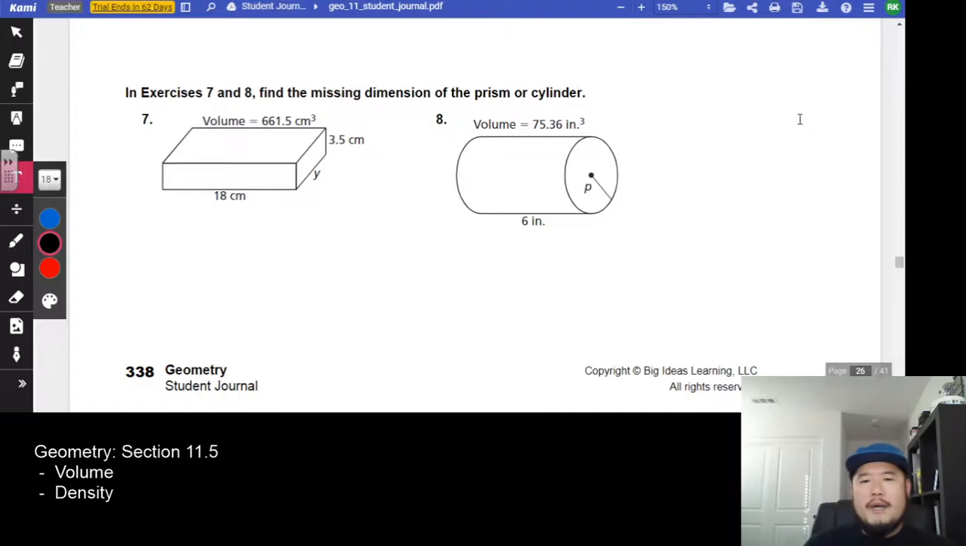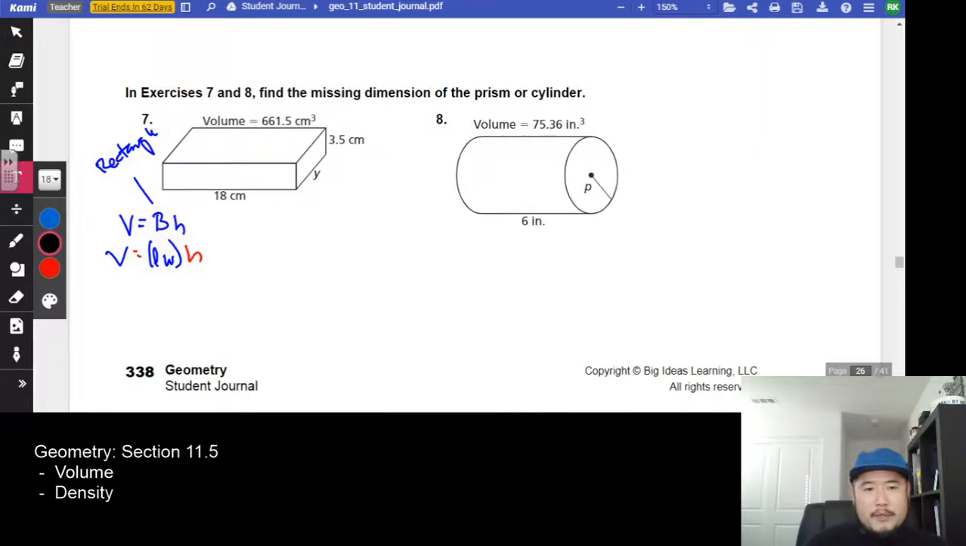It says find the missing dimension of the prism or cylinder. Right here, number 7, we have ourselves a prism. This right here, I would say, has what type of base? Whether it's the top, bottom, or even the front and back, all of the bases happen to be a rectangle. So volume is equal to big base times height. We have the base right here as a rectangle. So area of a rectangle is length times width, and we have to multiply that by the height.